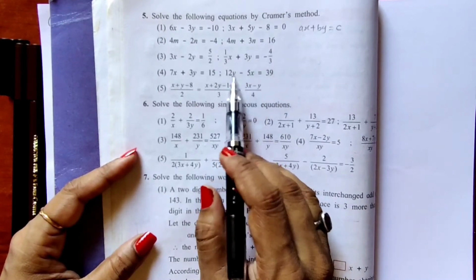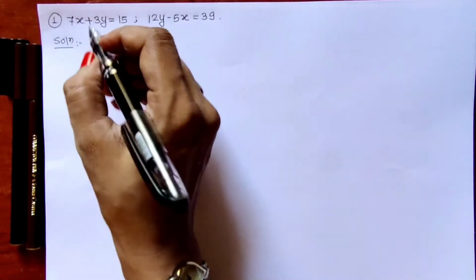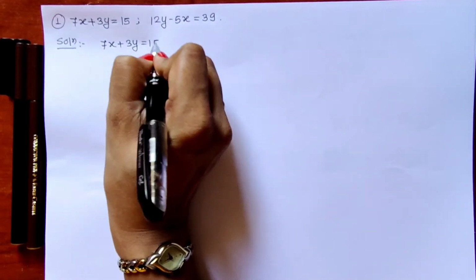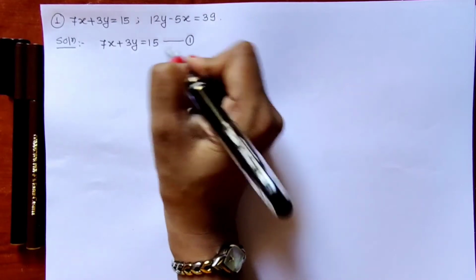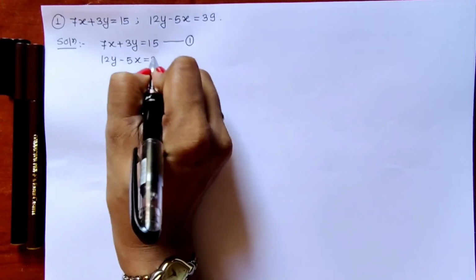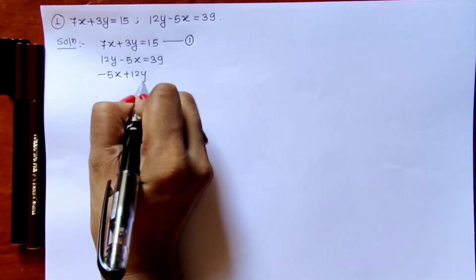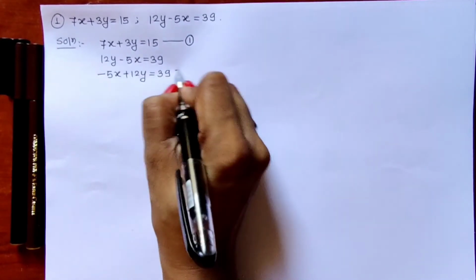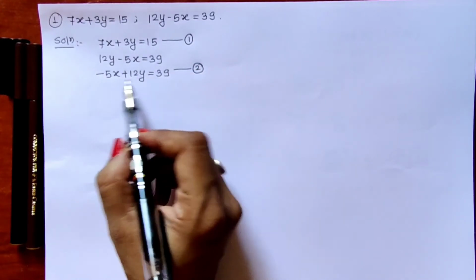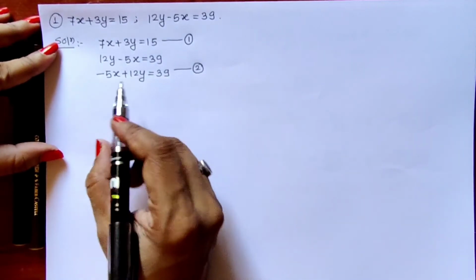So here we will have to exchange and then we will have to write equation number 2. So let us do it. First equation we write as it is, 7x plus 3y is equal to 15. This will be our equation number 1. And equation number 2, we write 12y minus 5x is equal to 39, means minus 5x we write first, plus 12y as the second term is equal to 39, and then write it as equation number 2. If you want, you can change the sign throughout the equation so the first term will have a plus sign, otherwise keep it as it is. It will not make any difference.